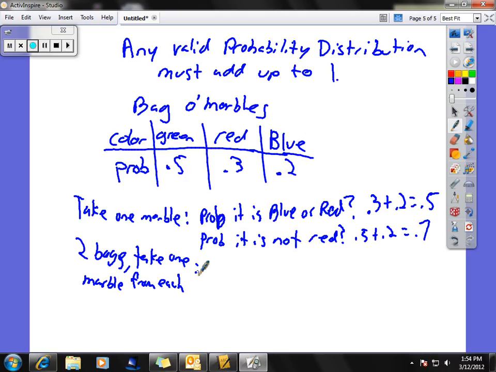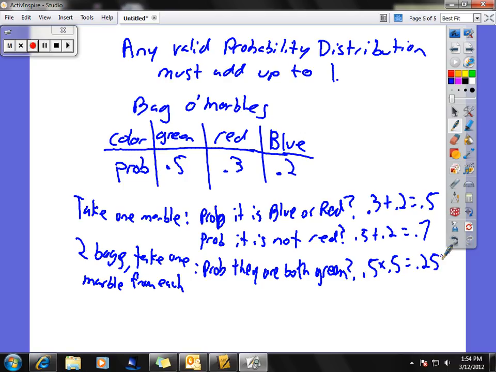Okay? So what's the probability they're both green? Well, the probability the first one is green: 0.5. What's the probability the second one's green? 0.5. And what do we do there? They both have to be green, which means it's an and, right? The first one has to be green and the second one has to be green. So that'd be multiplying. 0.25. Okay?